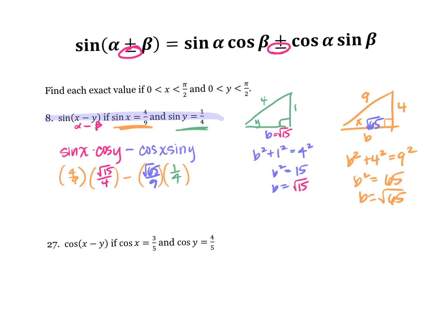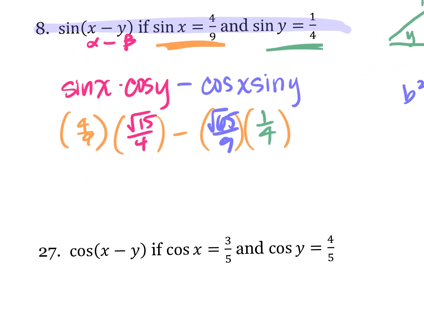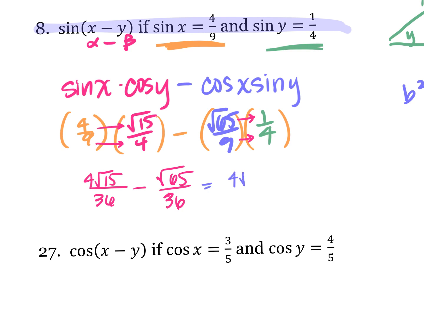We just multiply straight across. 4 times root 15 over 36, minus root 65 over 36. Oh my gosh. Can we combine the tops? Yeah. 4 root 15 minus root 65, all over 36.